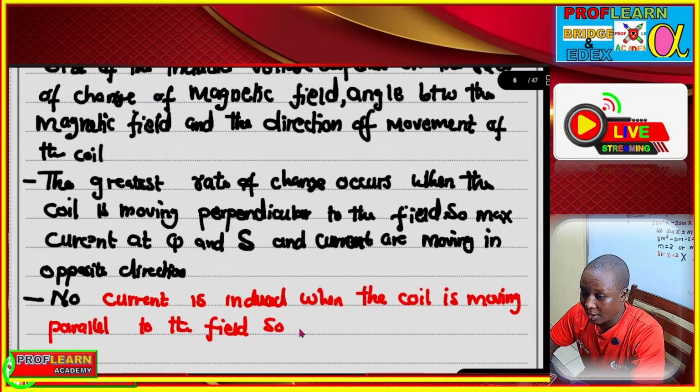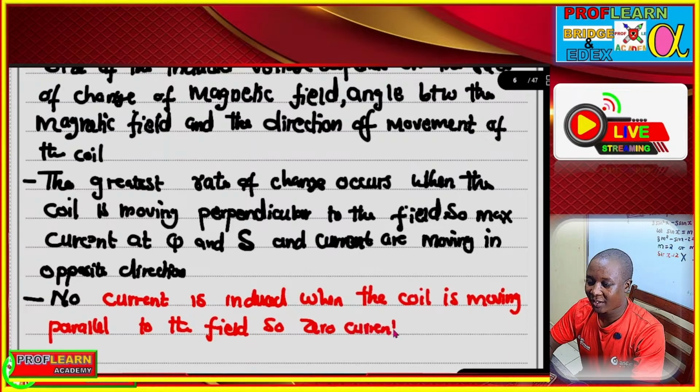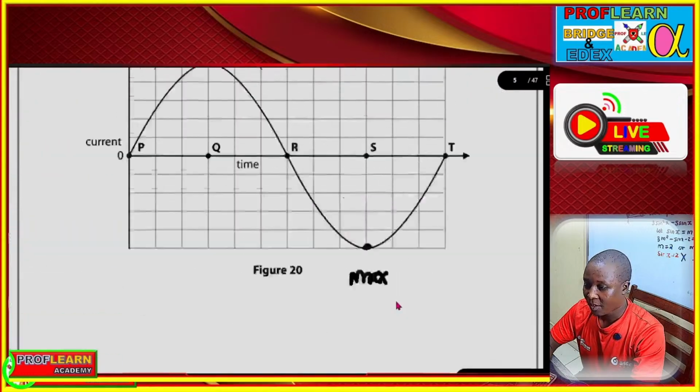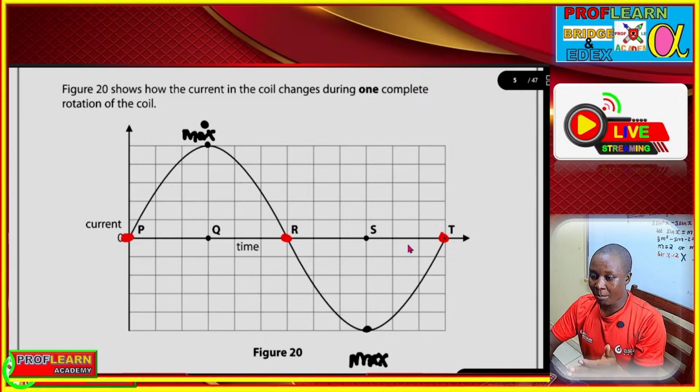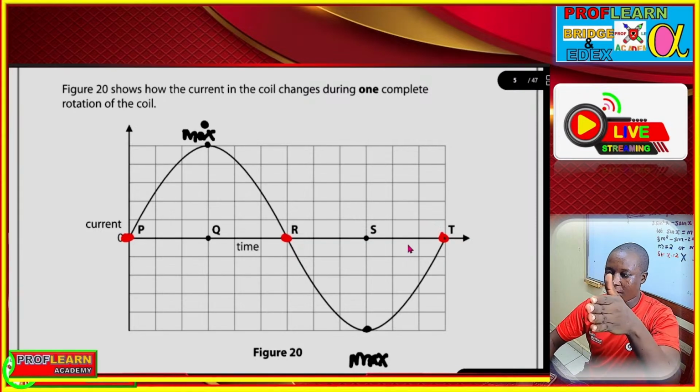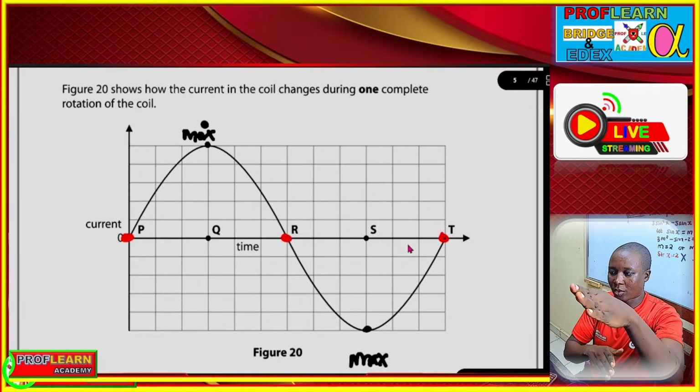So that's what I'm saying, that when the coil is moving parallel to the field, and that occurs when the coil is vertical. When the coil is vertical, there will be zero current induced, and that is going to happen at point P, R, and T. So P, R, and T, the coil is vertical, so it will be rotating like that.